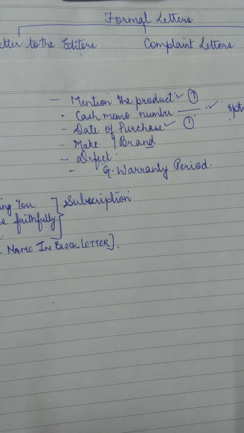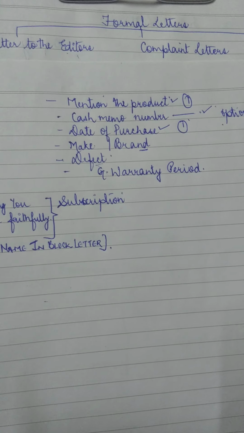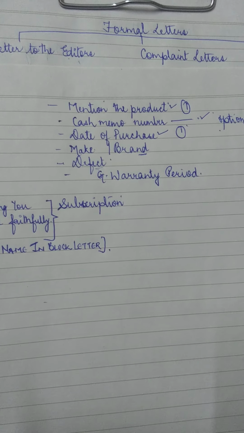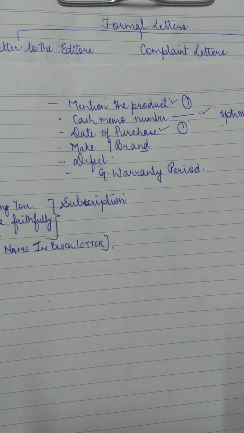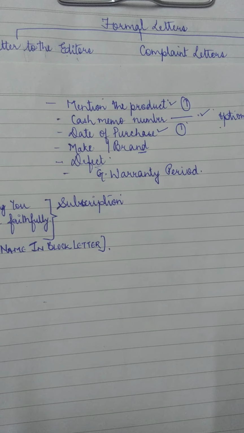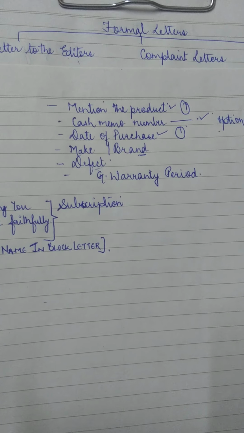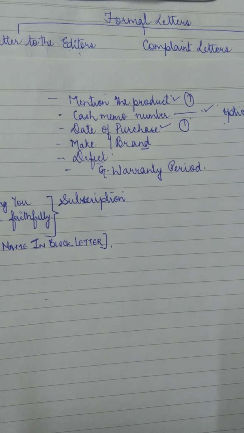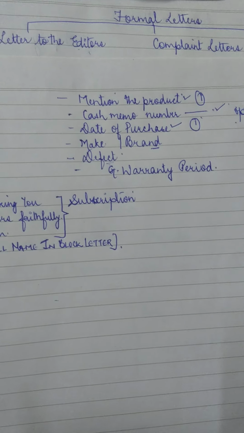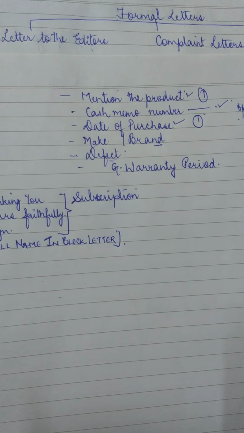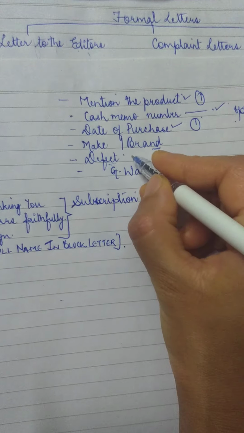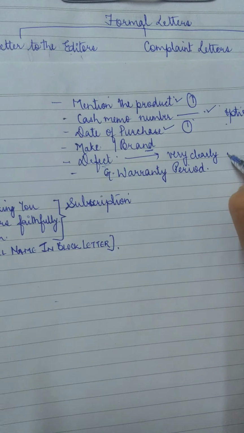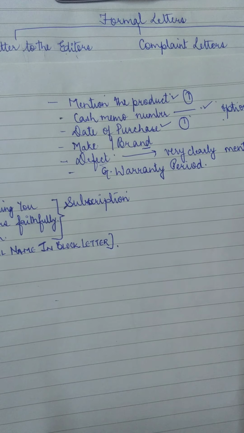Fine. If it is an electronic gadget that you've bought, a mobile phone or television or washing machine, then mention the defect. Suppose it's a television, maybe you can say that the sound system is not working properly, or the screen goes blank after some time. Or if it's a washing machine, it doesn't rinse the clothes properly, or the spinner is not working properly. So some kind of defect you have to mention very clearly. This defect has to be very clearly mentioned in your letter.